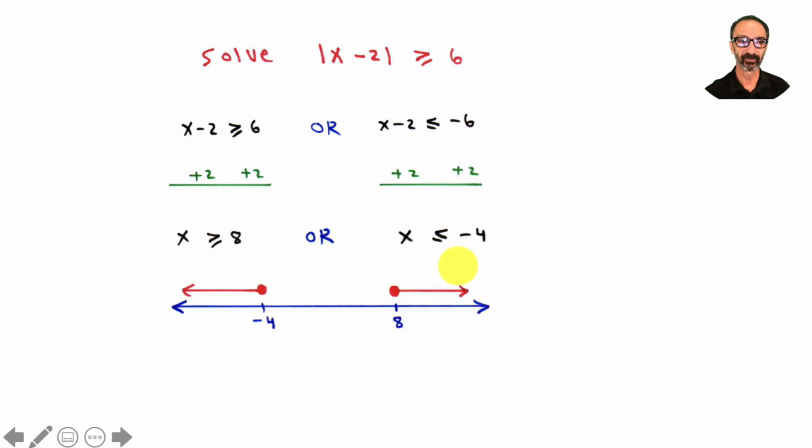Greater than or equal to 8, or. See, the or makes a lot of sense here instead of the word and, because you can't be here and here at the same time. It's either here or to the left.